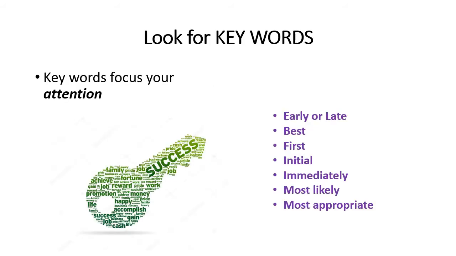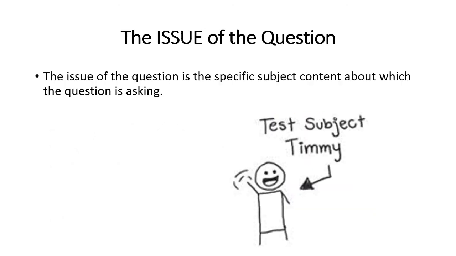Look for the keywords. Keywords focus your attention. Some examples include early or late, best, first, initial, immediately, most likely, and most appropriate. Now we look at the issue of the question. The issue of the question is the specific subject content about which the question is asking.